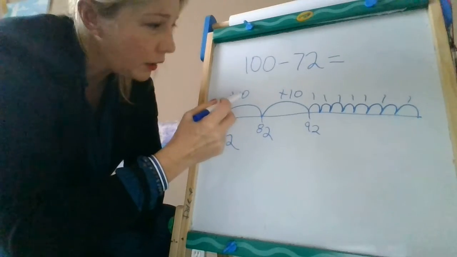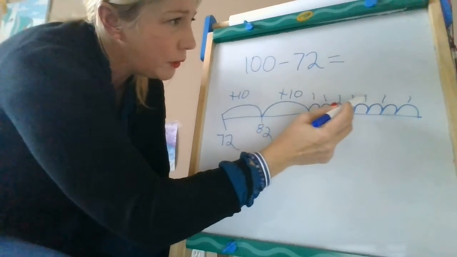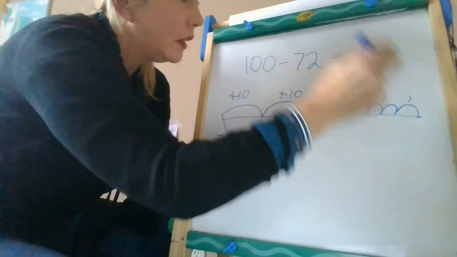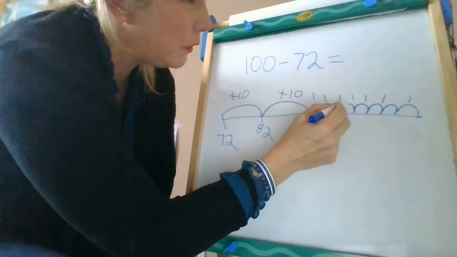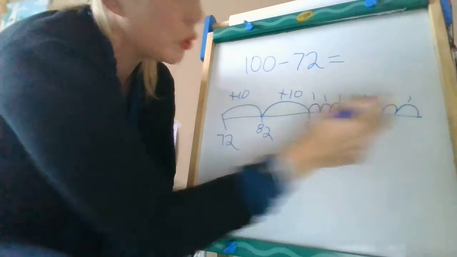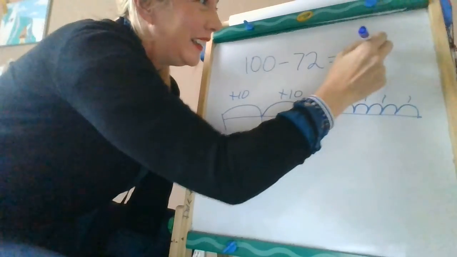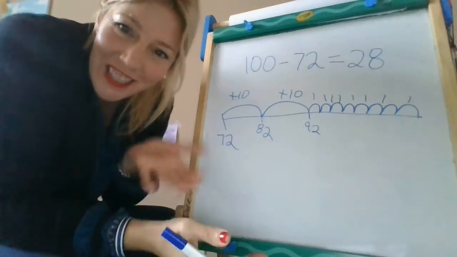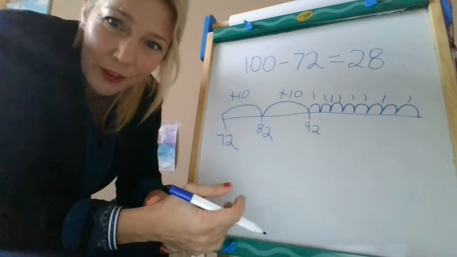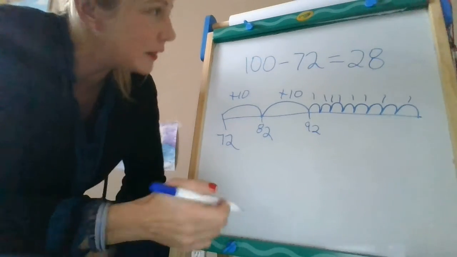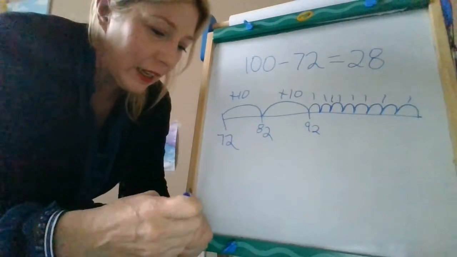Adding my numbers together, 10, 20, 21, 22, 23, 24, 25, 26, 27, 28. I forgot to add one of the ones on those jumps. So, see, even Miss Heather can make a mistake. But as long as we have those math strategies going in for us, we can figure out the solutions. So 100 minus 72 is 28.